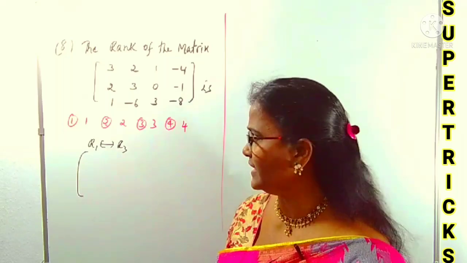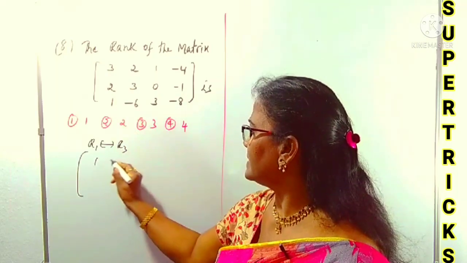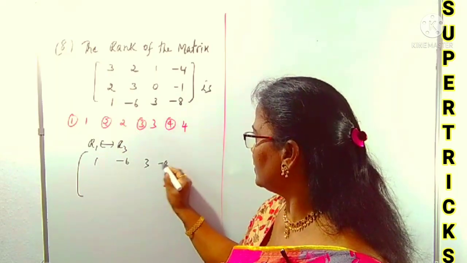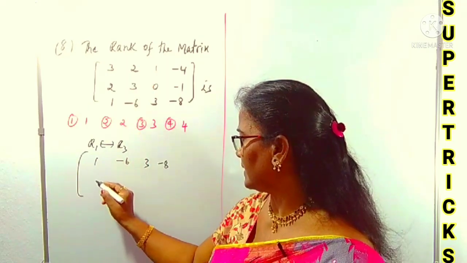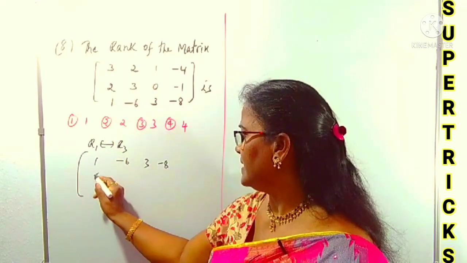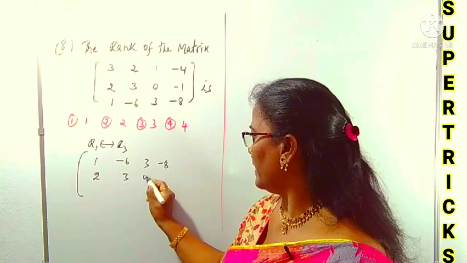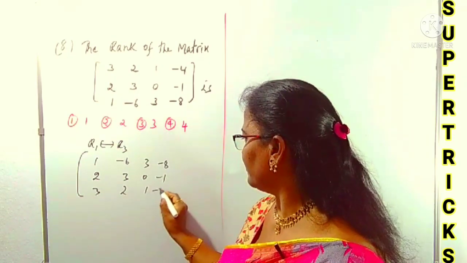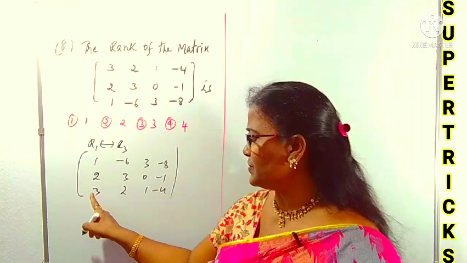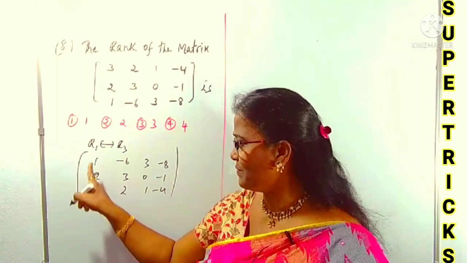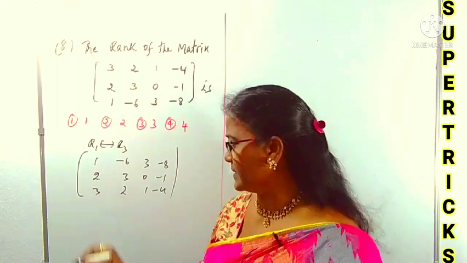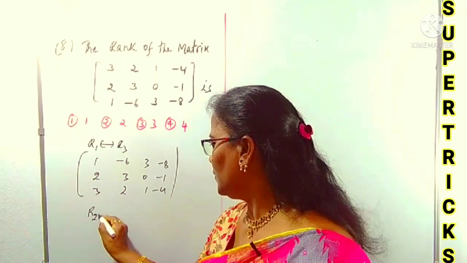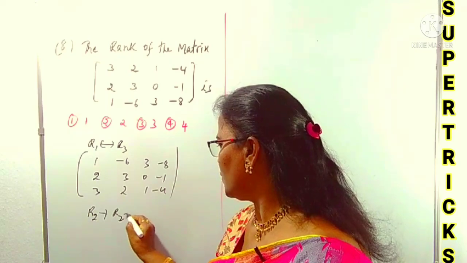This is a matrix, not a determinant: 1, minus 6, 3, minus 8. The third row becomes the first row. The second row is as it is: 2, 3, 0, minus 1. And the third row is 3, 2, 1, minus 4. Then after that we reduce the 2 and 3 to 0 using the 1, like this. R2 replaced by R2 minus 2R1.